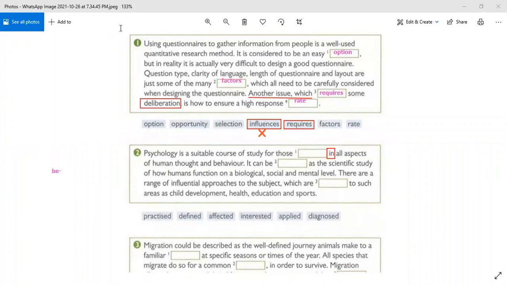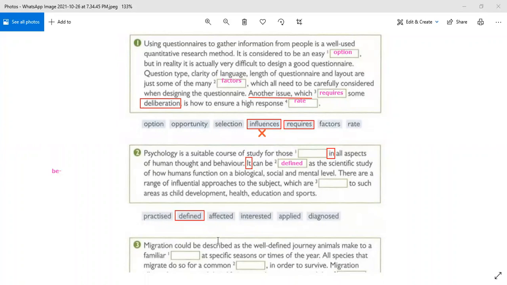So what should I choose? They are talking about the subject, a course. So a course can be defined. There is a definition of a course. So first of all, after be, the verb PP, because it should be a passive sentence and it refers to the course, a course can be defined.